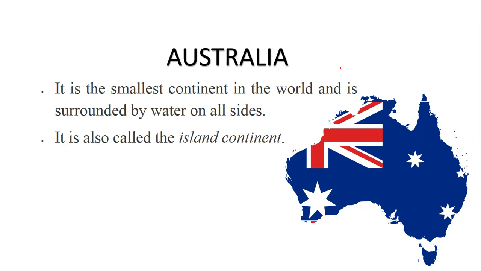Some parts near Australia are not part of Australia. So, by adding them into Australia, the continent is also known as Oceania.